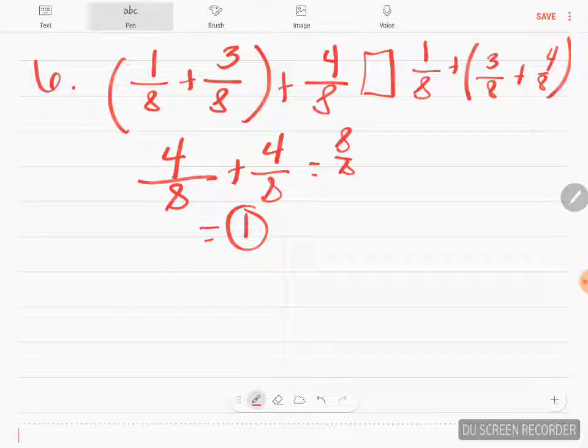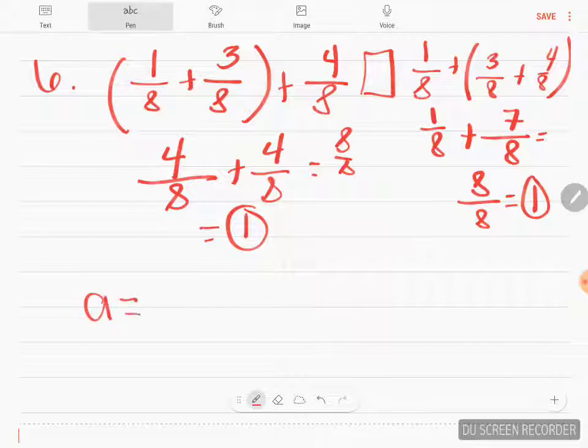Let's see if we get the same answer. Let's do inside the parentheses first. 3 plus 4 is 7. Our denominator is 8. Now we bring that out of the parentheses, and we have that 1/8 to add it to. So 1/8 plus 7/8 also equals 8/8, which equals a whole. So for A, the answer is equal. It's an equal sign.